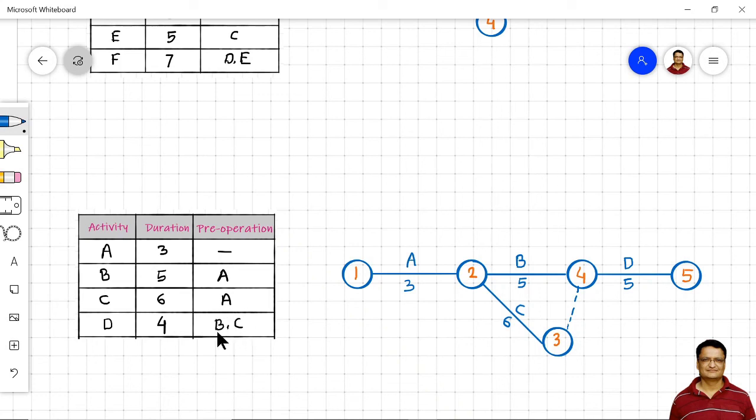So I hope that with this you must have got the idea about the dummy activity used in a network diagram.